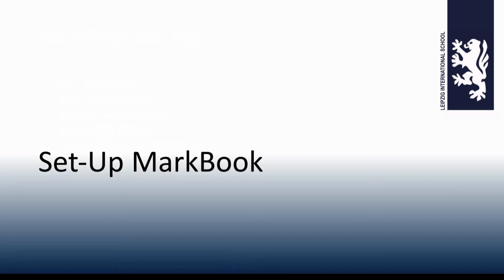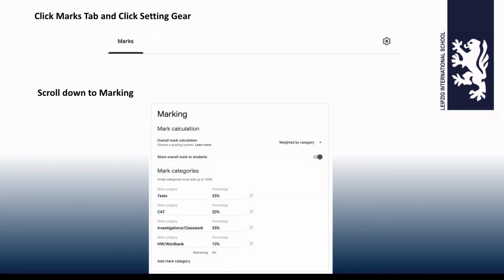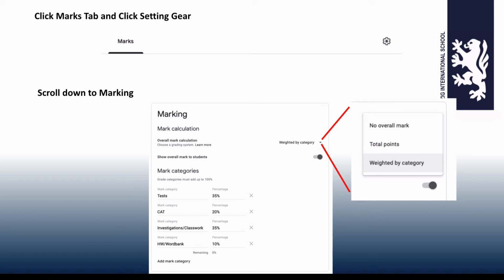So the first thing is the setup. If you click on the Marks tab in your Google Classroom, then you click on the Settings gear, and you scroll down at the bottom, you have this option to look at the marking settings, and you can set these by total points or weighted categories or no mark at all. So you can actually just keep this turned off. So to set this up, in Classroom, click on Marks, go to the Settings gear, and then here are all the options to set this up.